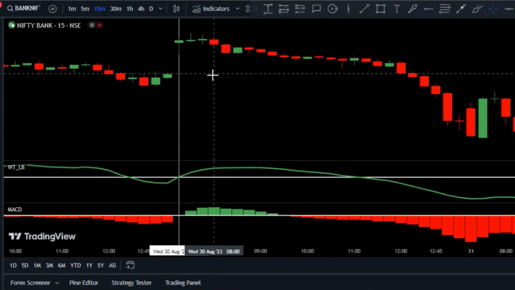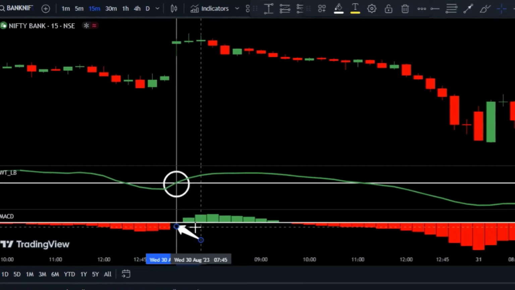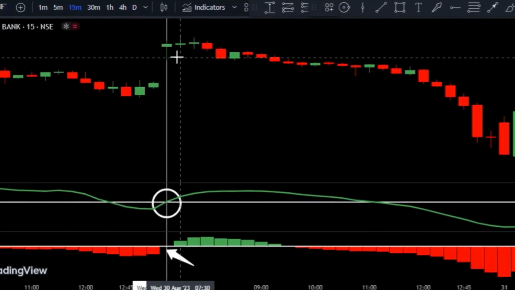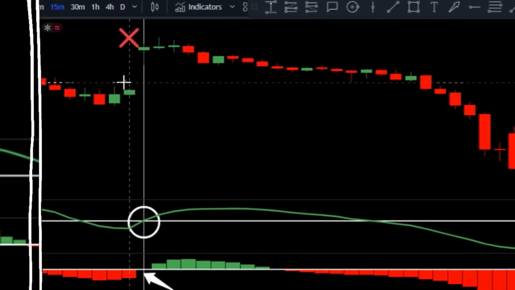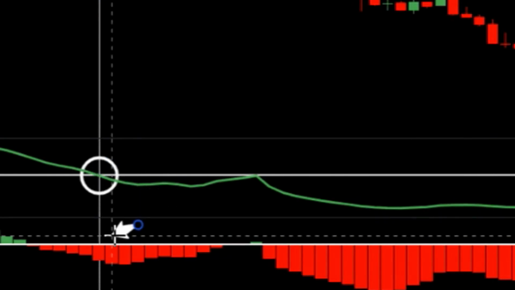In this case, we had a sell signal, but it gets filtered out correctly because the MACD indicator didn't have a histogram. Then in the next example, we got another sell signal, but this time it was backed up by a red MACD histogram.